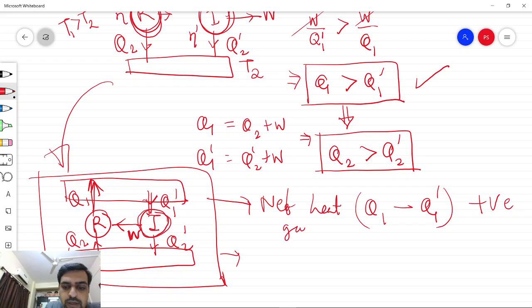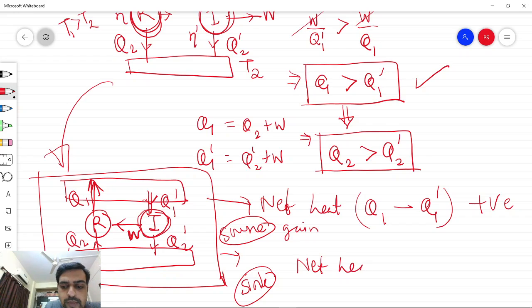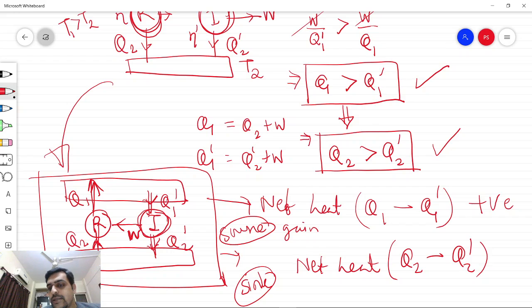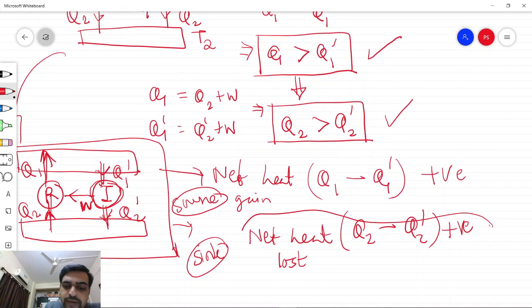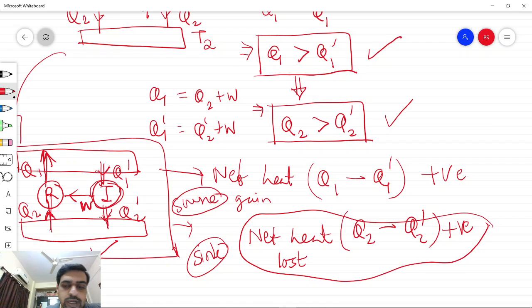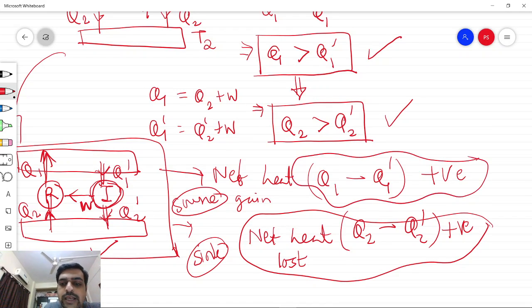Similarly, for the sink, we can see that the net heat is upward arrow Q2 minus downward arrow Q2 dash. Again, since Q2 is greater than Q2 dash, this is going to be positive, and this is net heat lost. So we see that a net amount of heat is lost by the sink, which is at a lower temperature, and a net amount of heat is gained by the source, which is at the higher temperature.